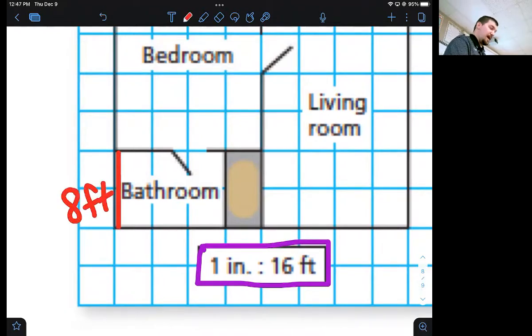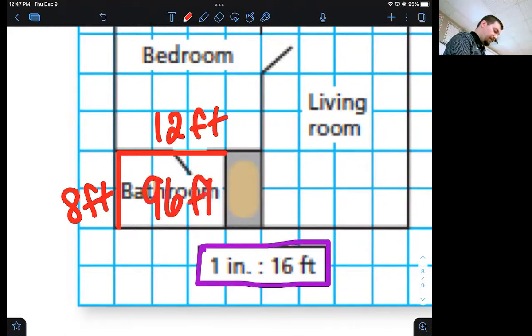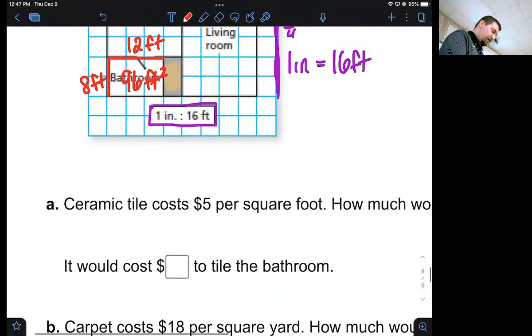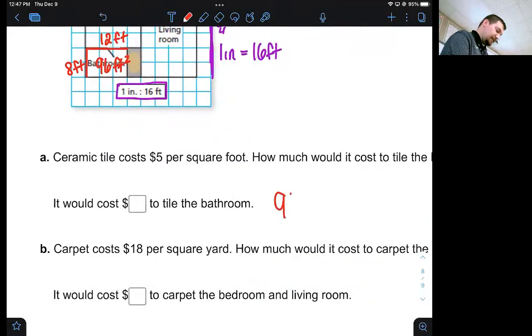To find the length of the bathroom, now we're not going to tile the tub. That's 3 squares. Each square is 4 feet. So how long is that length? 12. To find the area of that rectangle, I should do length times width. Tell me what 8 feet times 12 feet is. 96 square feet. Nice job. So I need 96 square feet of tile.